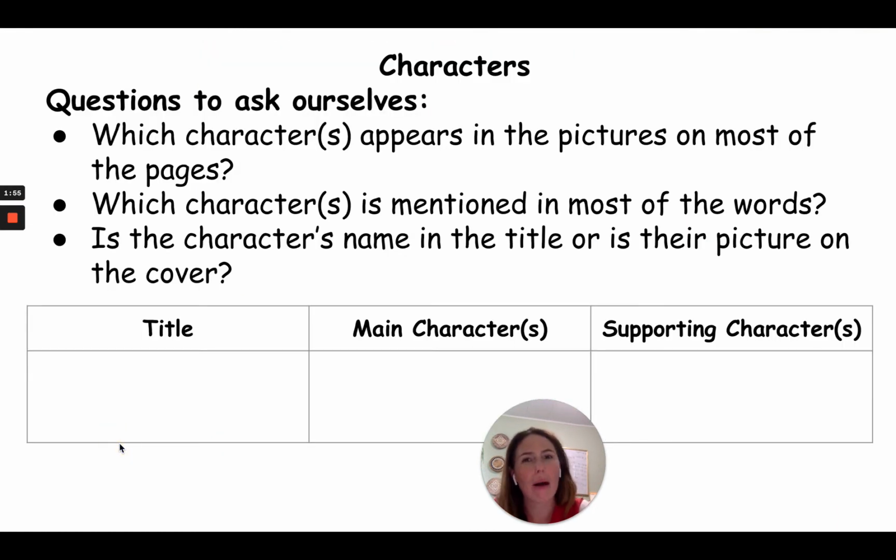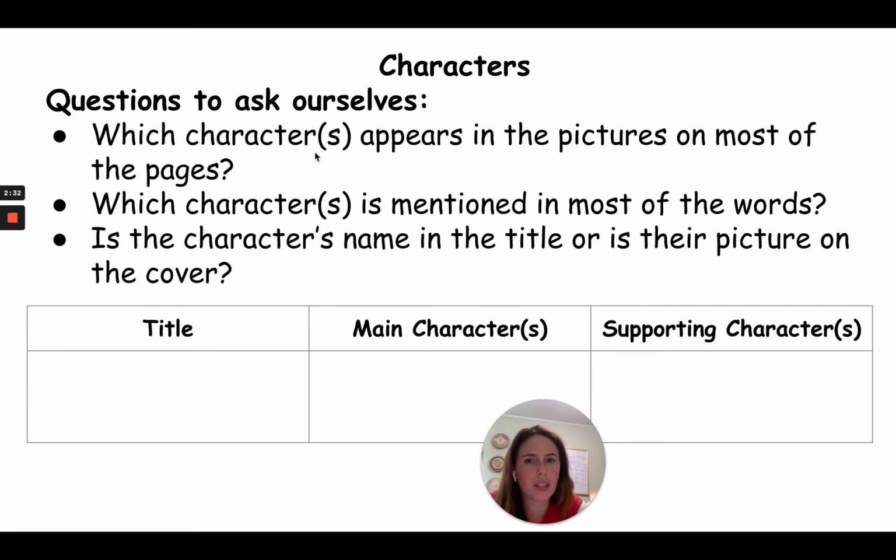When we think about characters in the book, we need to ask ourselves some questions. So in every book, there is a main character and there's supporting characters. So do this with me. There's a main character, good, and supporting characters. Excellent. So in order to find out our main character, we can ask ourselves these questions.